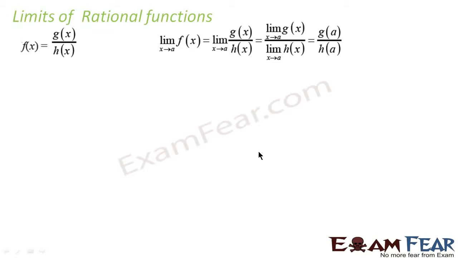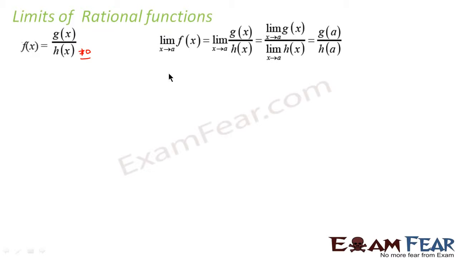Now we'll study limits of a rational function. Let there be a rational function f(x) = g(x)/h(x), where h(x) is not equal to 0, obviously, x will be infinite. So if we want to find the limit of f(x), which is nothing but g(x) by h(x), we can say this is nothing but the limit of g(x)/h(x). Also, we know that the limit of g(x)/h(x) is equal to limit of g(x) by limit of h(x). This we have learned in the algebra of limits.